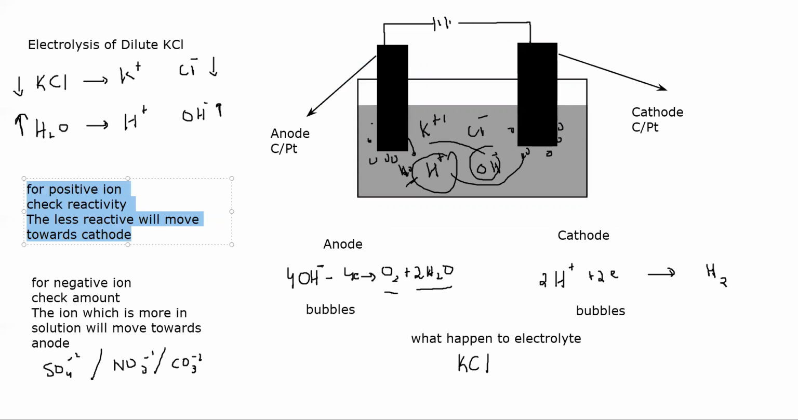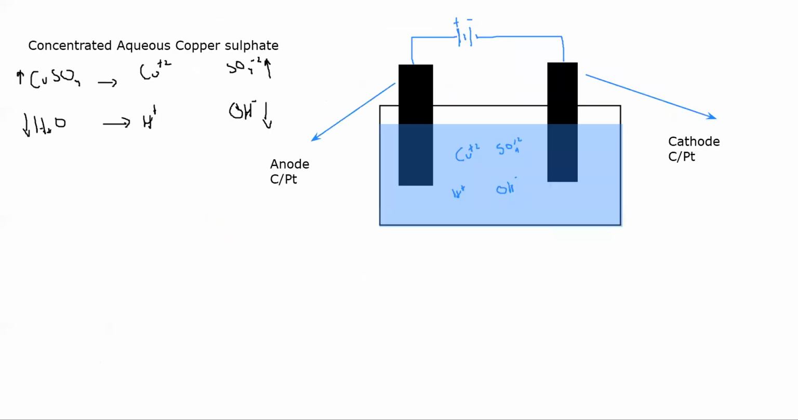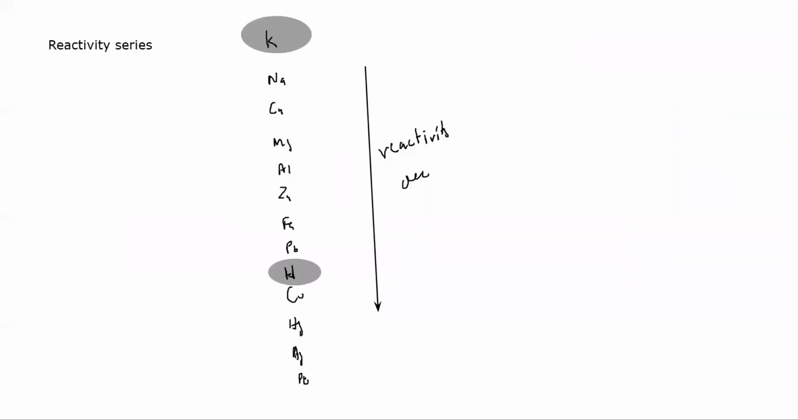So for positive ion, we check the reactivity. The less reactive will move towards cathode. So which ion is less reactive? You will check the reactivity here. So what are the ions present? We have hydrogen ion and hydroxide and copper ion. Which ion is less reactive?